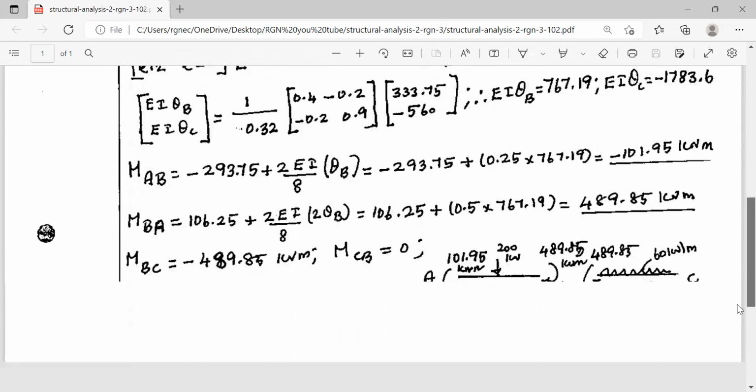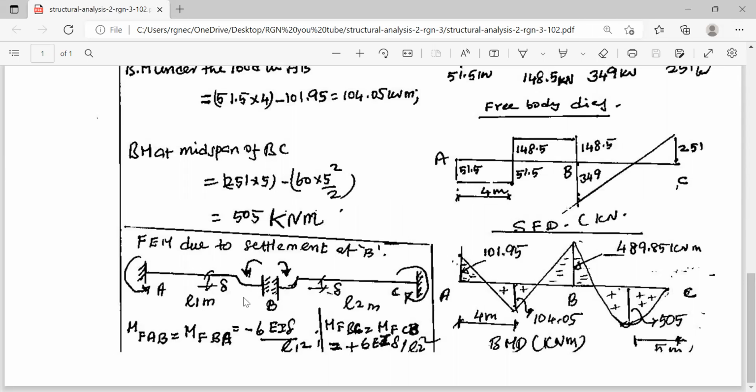The settlement moments are explained in the website. I have already explained. You can see this settlement value here. B is settled by an amount of delta with respect to A. B is settled by an amount of delta with respect to C also. So the deflected shape will be something like this. As a result, here also the moment is anti-clockwise. At A also the moment is anti-clockwise. Similarly, on BC, the right hand side of support B, the deflected shape is somewhat like this. So the moment is clockwise both at B and C. And the moment value is minus 6EI delta by L square for anti-clockwise moments and 6EI delta by L square for clockwise moments, which is applicable for M of BC and M of CB.